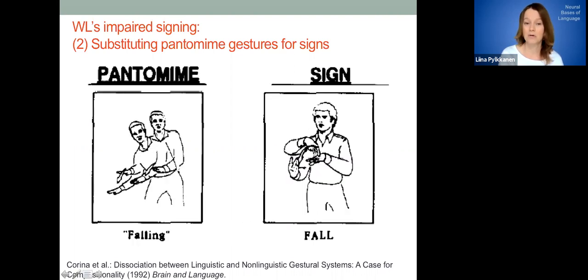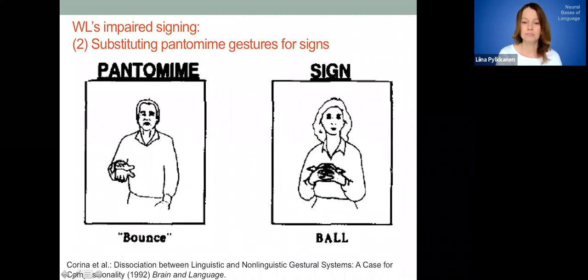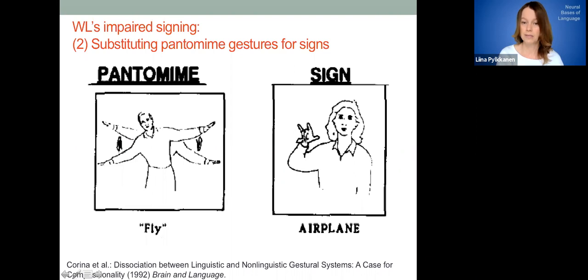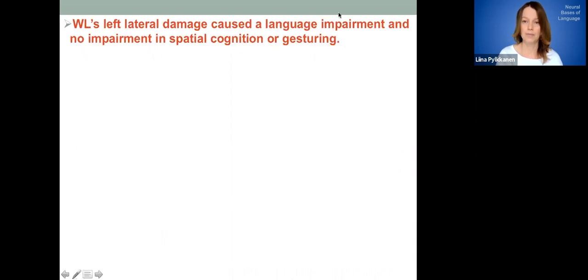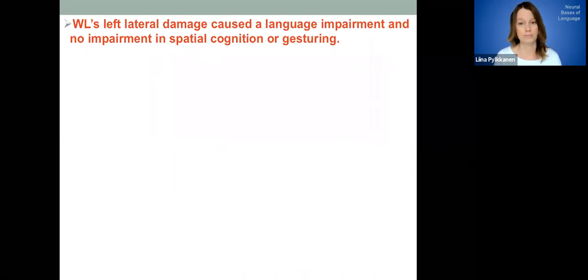Similarly, for the sign fall, which is a specific sign, he will gesture falling. Ball, that's the sign for ball, he will gesture bouncing to indicate ball. Airplane, the sign is like this, he will gesture flying to try to convey that meaning. So WL's left hemisphere damage caused a language impairment, but no impairment in spatial cognition or gesturing.